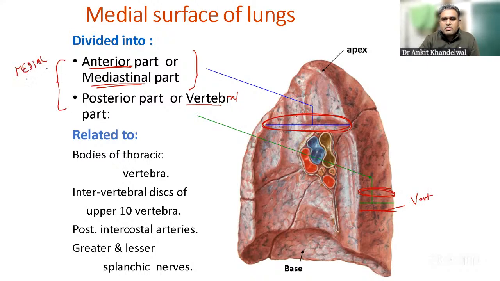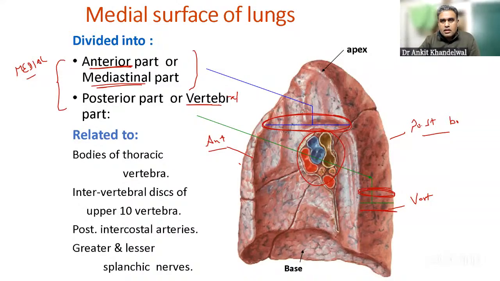So in the medial surface, you can see this round part. This round part will be the posterior border. I told you it is rounded. And this sharp border over here is the anterior border. And this is the root or hilum of the lungs, having all those pulmonary vessels and the bronchi coming in and out.